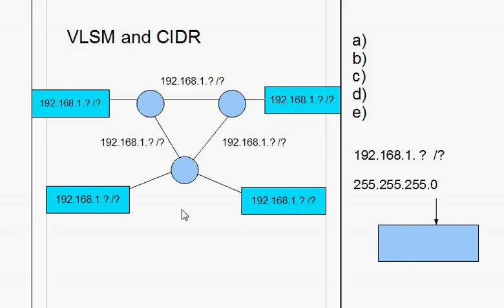So just take a look at the picture first of all. The top two routers have a total of three interfaces. The bottom router has four interfaces. And total networks is 1, 2, 3, 4, 5, 6, 7 networks. Okay, so I've got 7 networks.